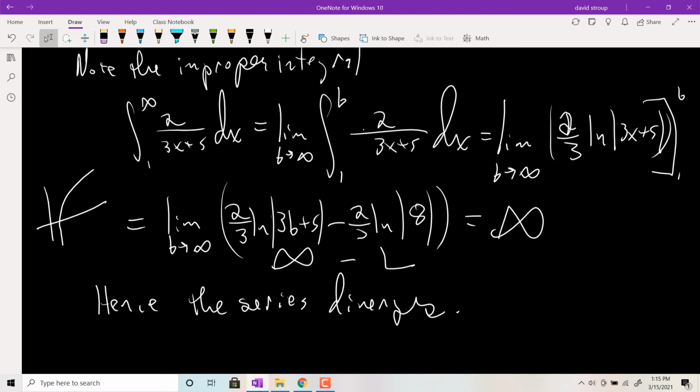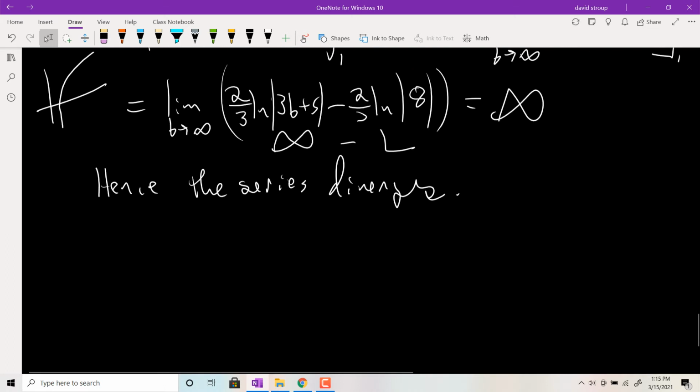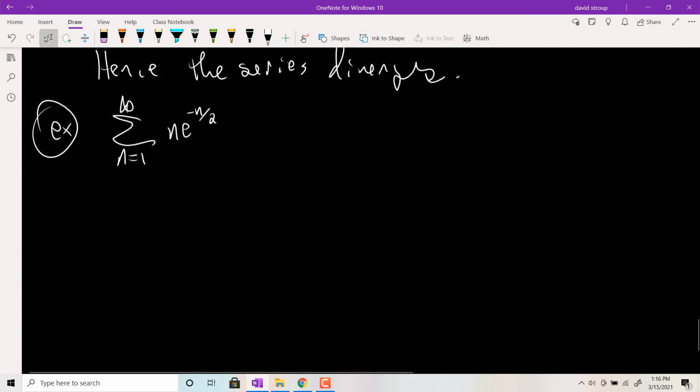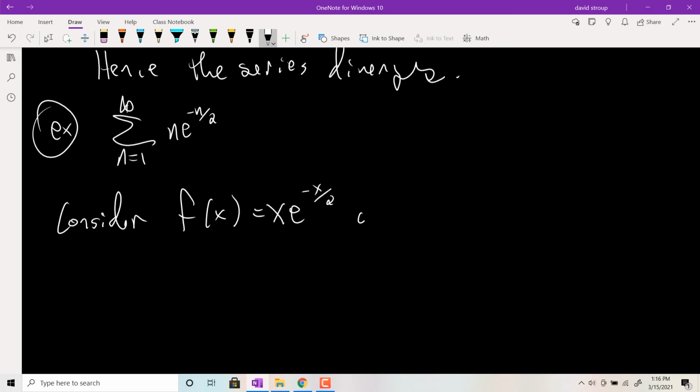Okay, let's do another one. This one is a little weirder because of the way it's decreasing. So for example, we have the sum from n equals 1 to infinity of n e to the negative n over 2. Again, we're considering its mirror function, f of x equals x e to the negative x over 2, hopefully on the interval 1 to infinity, but the point of this problem is to show that you could push that number 1 out, if you need to.